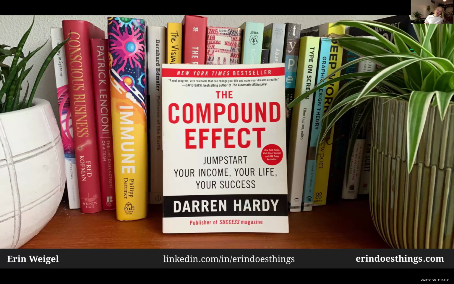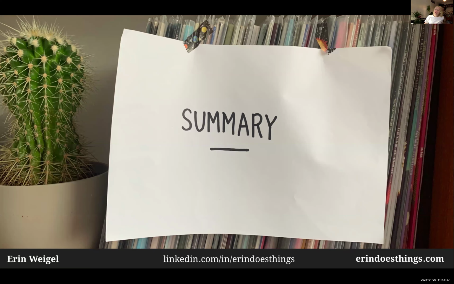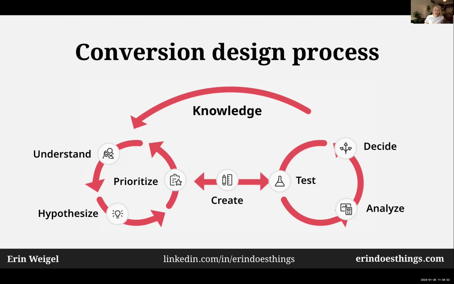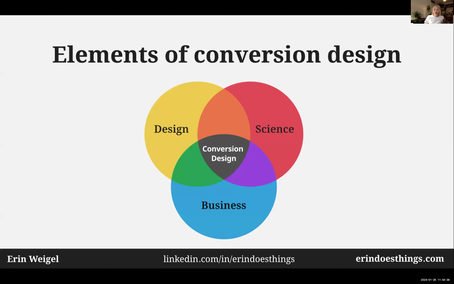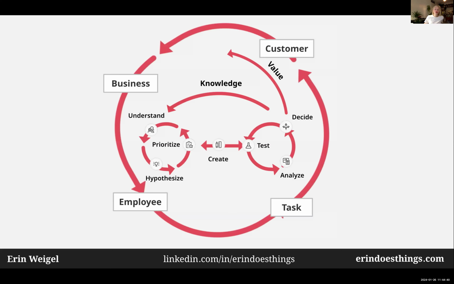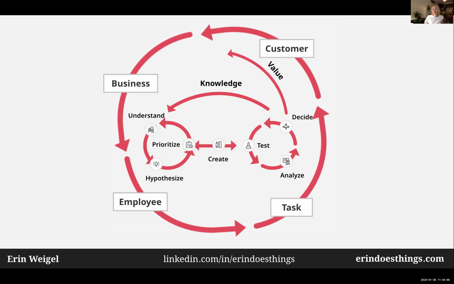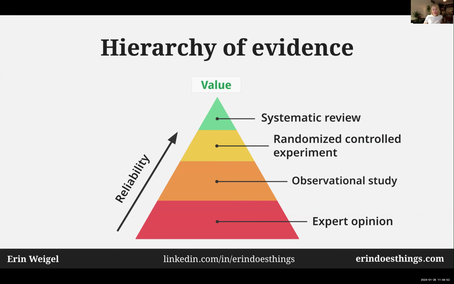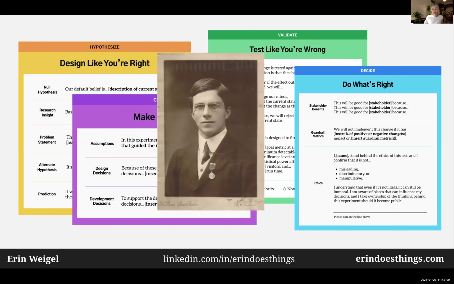So anyways, summary. Well, that's pretty much the end of it. So I'm just going to go through a speed summary and then we can chat about it if you're interested. So the conversion design process is a dynamic system diagram that creates knowledge and reinforces the entire system. It combines the concepts of design, business and science. And it exists within the broader ecosystem of businesses to drive growth. And it drives growth because you're able to make decisions using highly reliable forms of evidence. But it's only highly reliable forms of evidence if you do good experimental design, which is why you should use these templates that I'm giving to you.